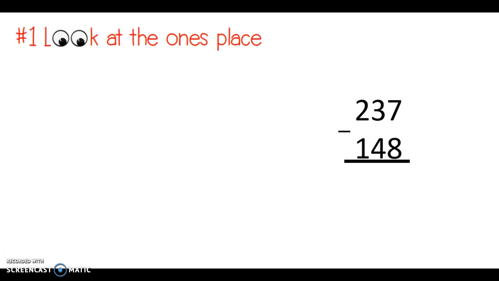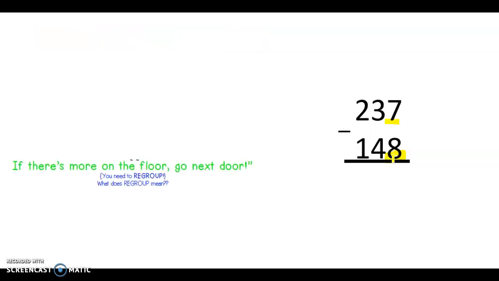The first thing I do is I look at my ones place, and I notice I've got 7 on top and 8 on the floor. Well, if there's more on the floor, we have to go next door. So we have to go over to the tens place because we can't subtract 8 away from 7, because 8 is more than 7.